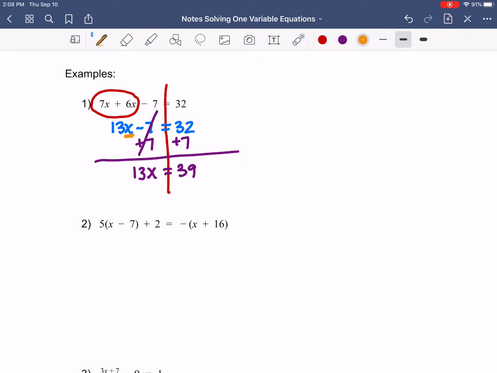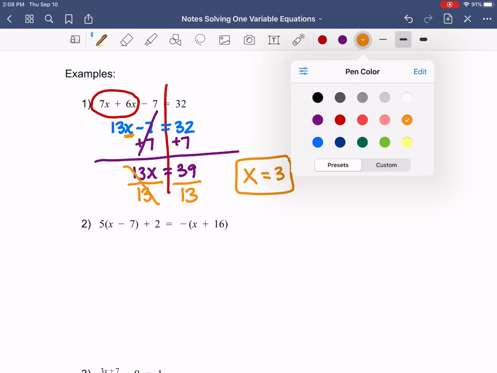And it says to see if there's a coefficient in front of the variable. There is, and the way you get rid of that is just by dividing both sides by that coefficient. And we get x equals 39 divided by 13 is 3.